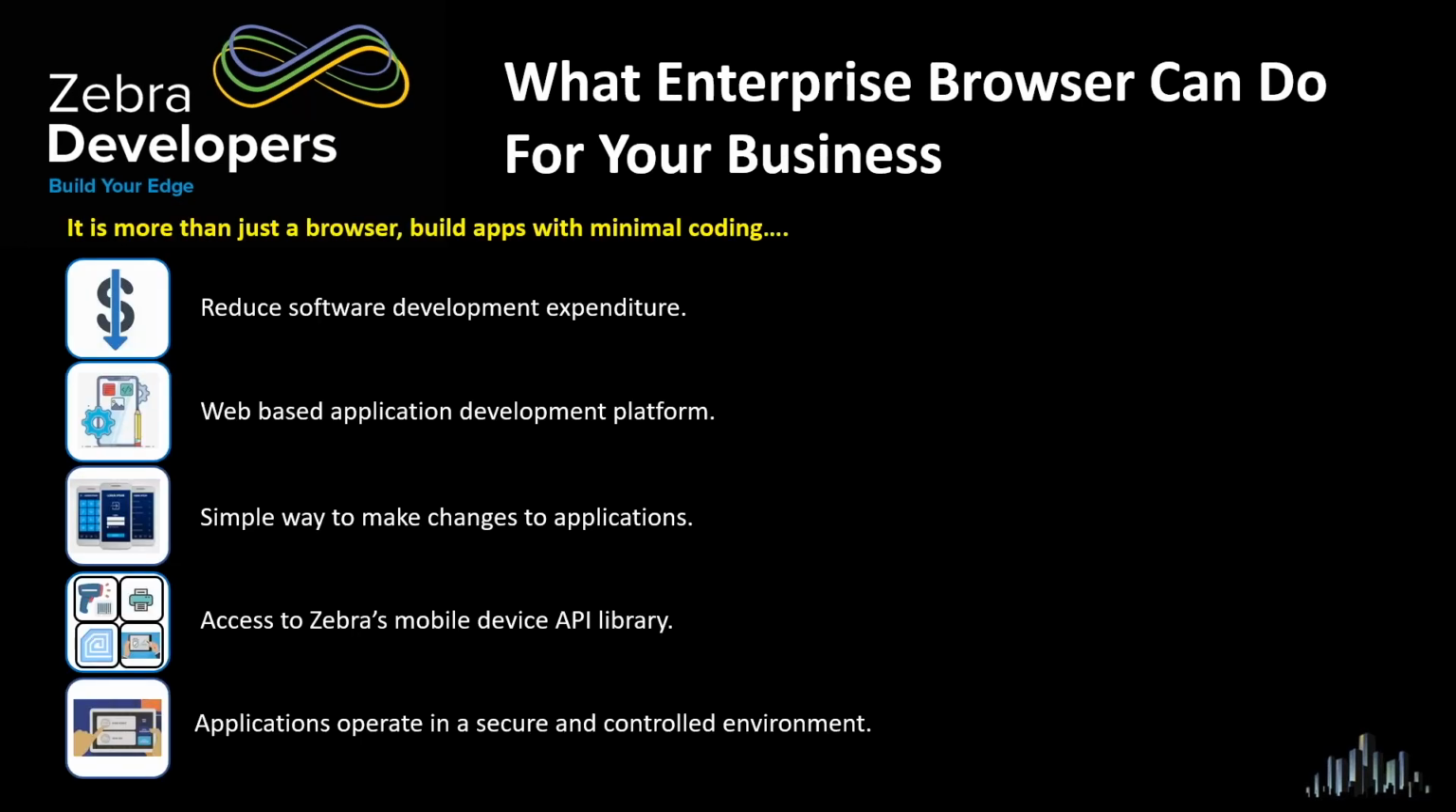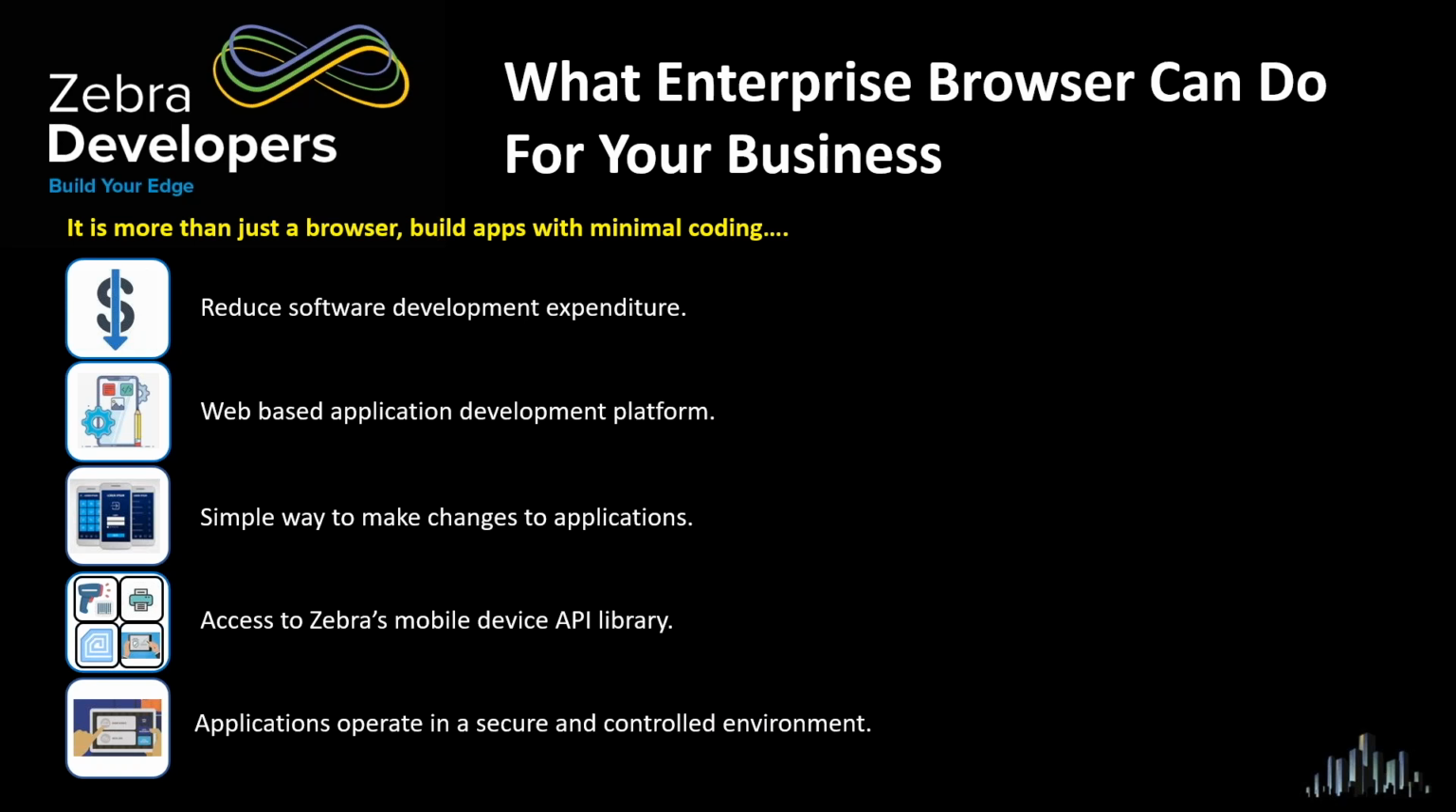It is locally installed on a device in the form of an APK, and this can be implemented on a mass scale via an MDM, a Mobile Device Management solution. Apps are created in HTML5 and presented as a web-based application to the end user. Thanks to the built-in security and access to Zebra's mobile device API library of over 150 APIs that you get access to via JavaScript calls, applications created in Enterprise Browser can leverage functionality like RFID, barcode scanning, printing, and the like.